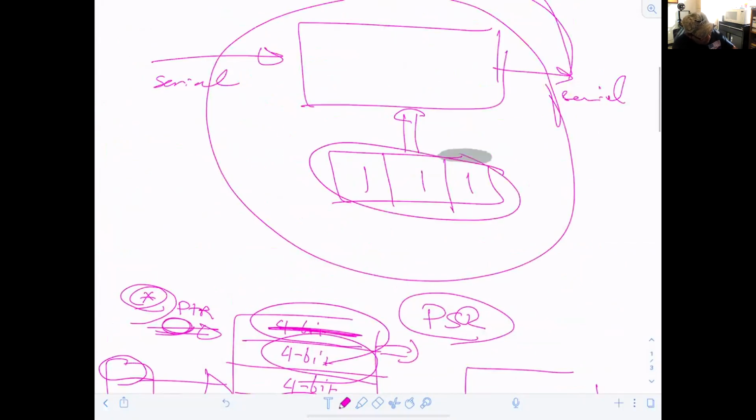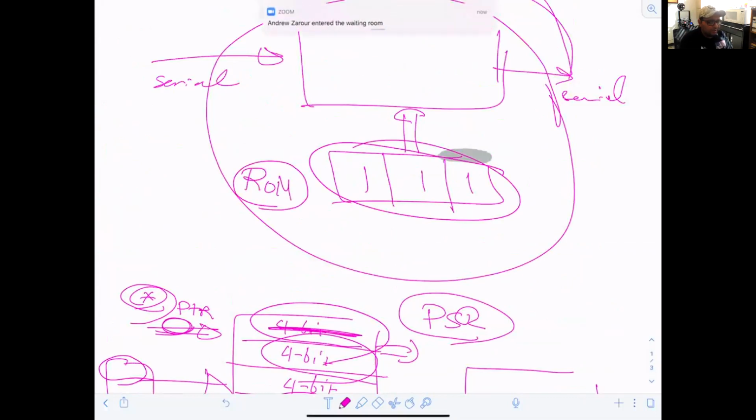Then this one is also acting like a ROM, read-only memory, right? It can be read-only memory. You can also make it like a bunch of switches if you want. You know what I mean? But let's stick with something simple.